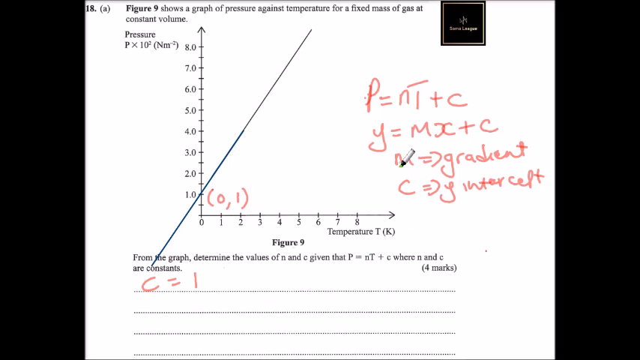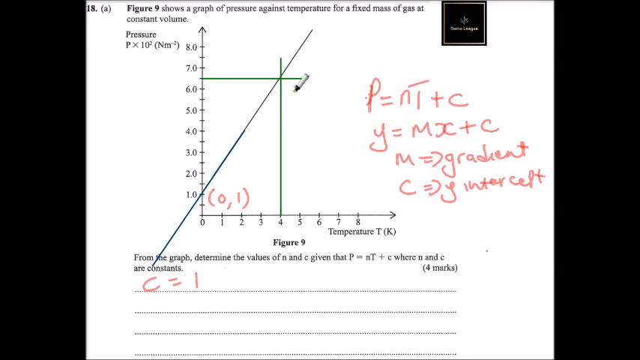Then we have said that N represents the gradient, so we need to get another point, and then we use this one, that is 0, 1, to calculate the gradient. You know how to calculate the gradient given 2 points. So let's identify another point. You can use a ruler to check 2 corresponding points of pressure and temperature. So the point I have identified is this one, where x is 4 and y, the pressure, is 6.5. So with these 2 points, we can get the gradient.